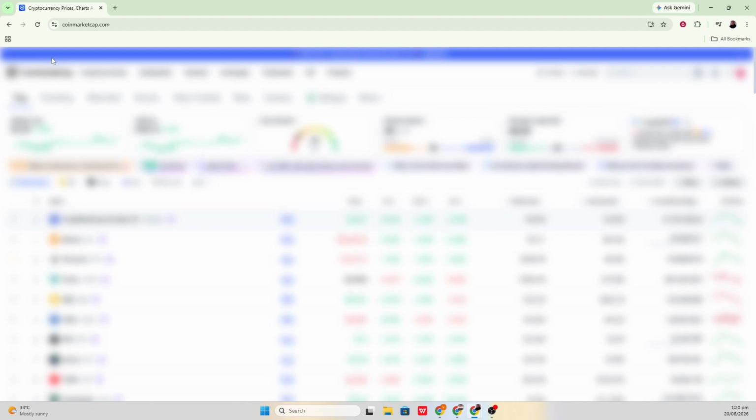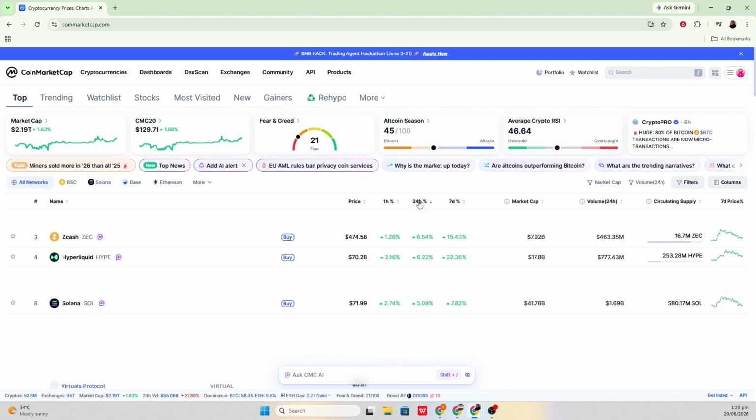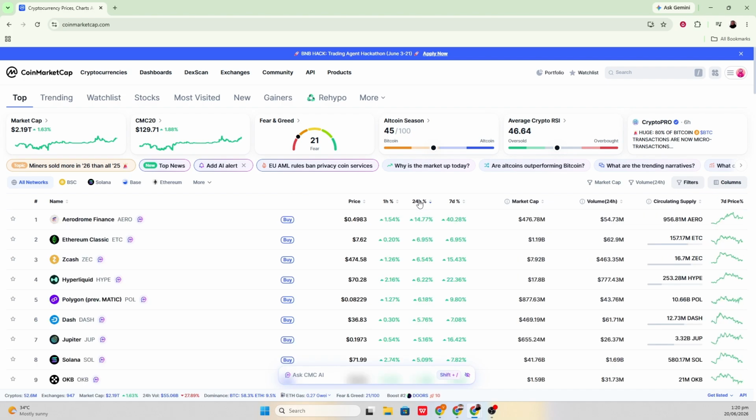Look at the coins that are performing well and identify the categories they belong to. If multiple coins from the same category are moving, note that category for further research. Review areas such as meme coins, blockchain-based coins, mid-cap coins, and other categories showing movement.